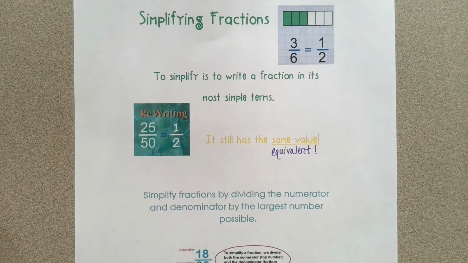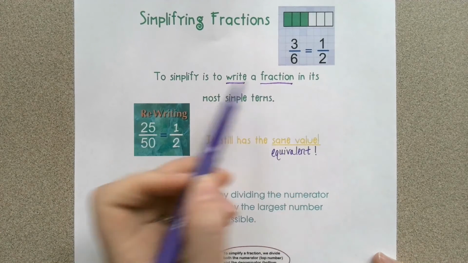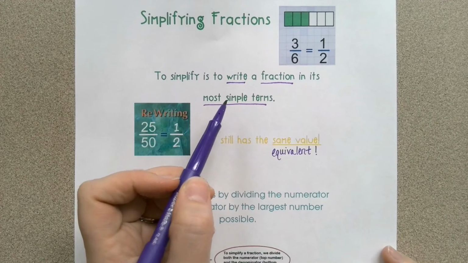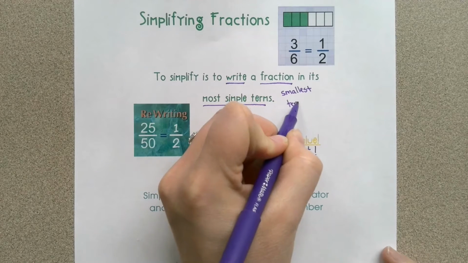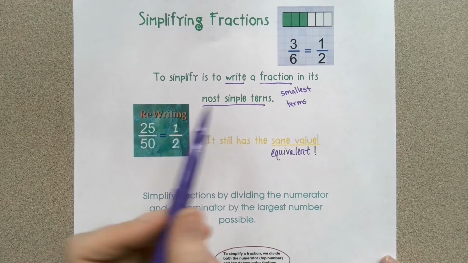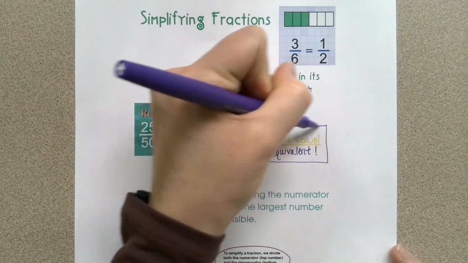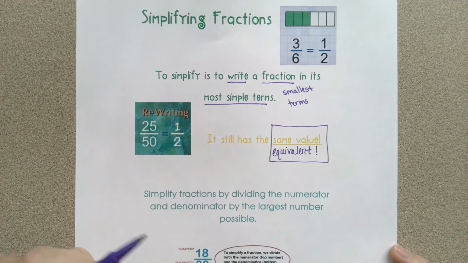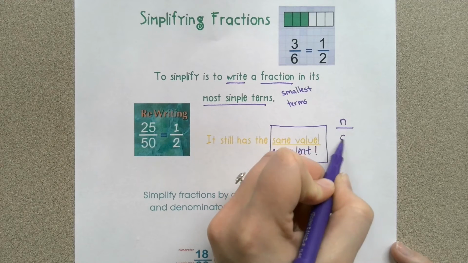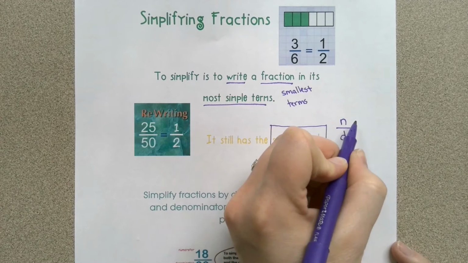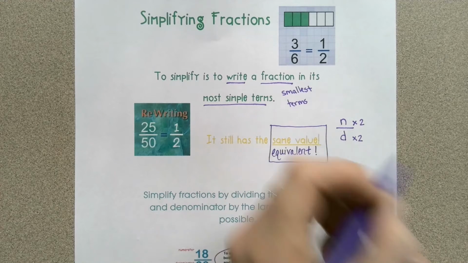We are going to be simplifying fractions, and when we're simplifying fractions, that means that we're going to write a fraction in its most simple terms, or in its smallest terms. When we're doing this, we're still going to create a fraction that has the exact same value, meaning it is equivalent. And when we were working with equivalent fractions, we had to do the same thing to the numerator as we did to the denominator.